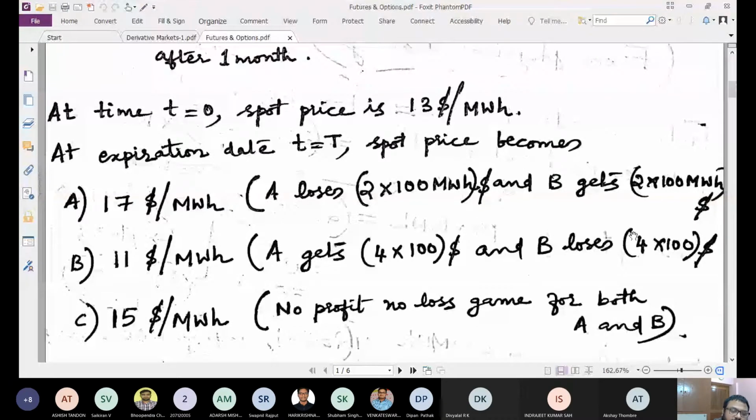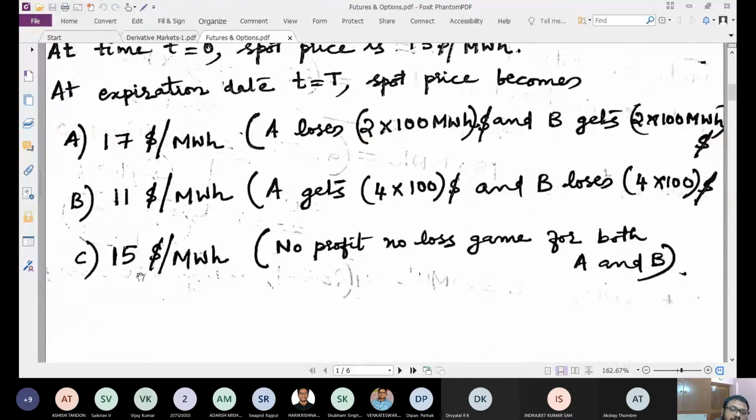Okay. Now if the actual spot price becomes $11 per megawatt hour at the expiration date, then what happens? A will get $400 because he can sell it at $15 per megawatt hour as per the future contract that is made, and B loses $400.